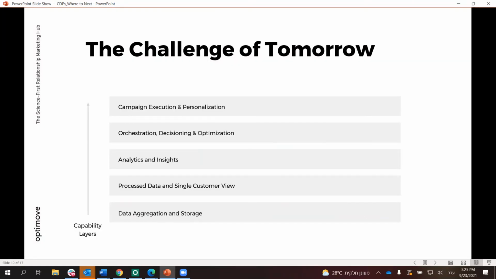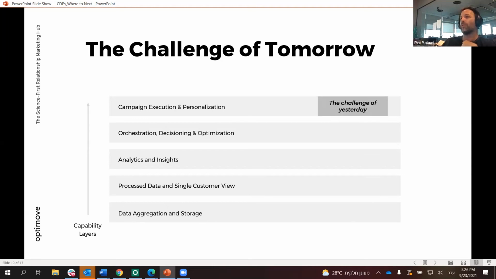I'll just cover this one briefly, but if we look at those capability layers, the way we see the world is this: the top, delivering emails or push messages, we call the challenge of yesterday. We now know how to do it. It doesn't mean it's very easy, but there's plenty of vendors that can do that. The bottom is the challenge of today. People today are all about merging their data, consolidating their data, deduping their data, having a good single customer view in one place.